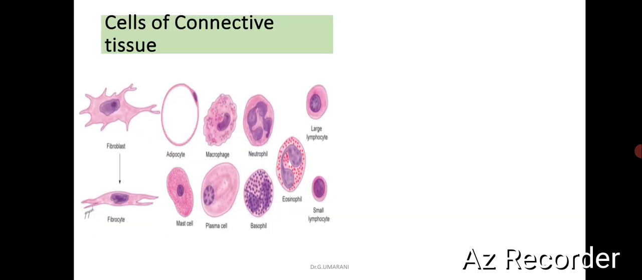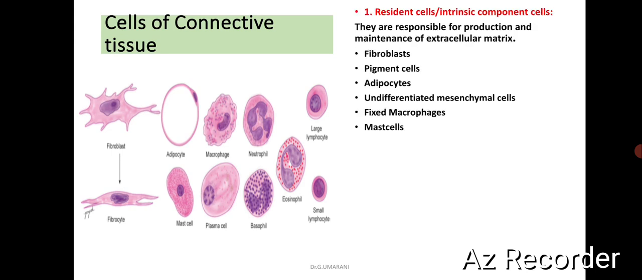Let's have a discussion on cells of connective tissue. Cells are the important components of the connective tissue. They are classified under two groups. The first group, known as resident cells, are the intrinsic component. They are responsible for production and maintenance of extracellular matrix. They are fibroblasts, pigment cells, adipocytes, undifferentiated mesenchymal cells, fixed macrophages, and mast cells.